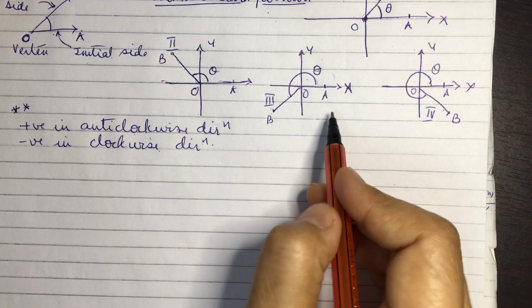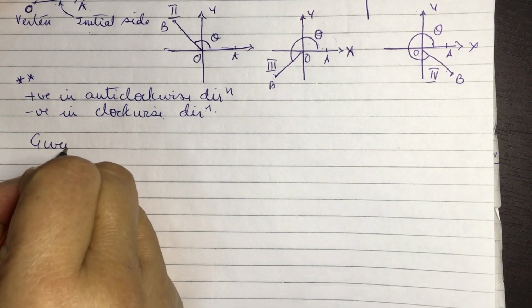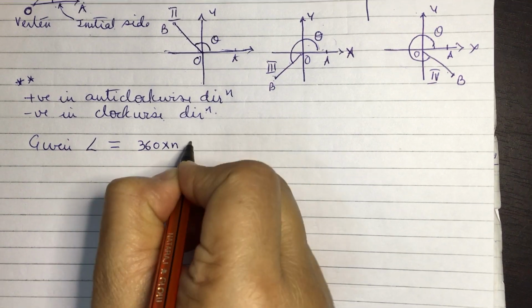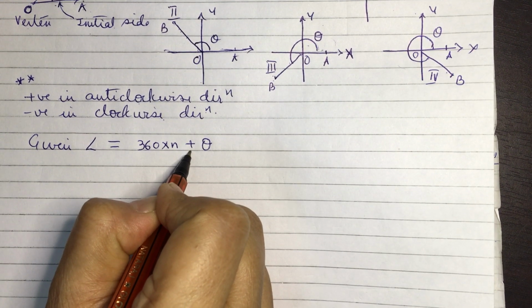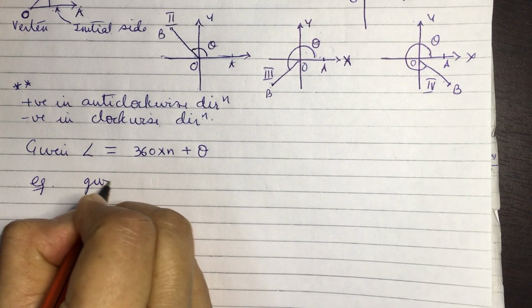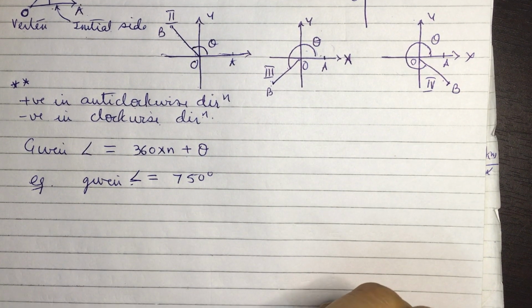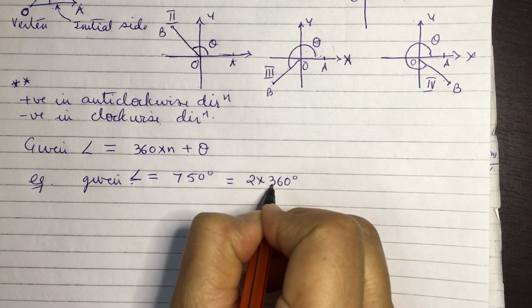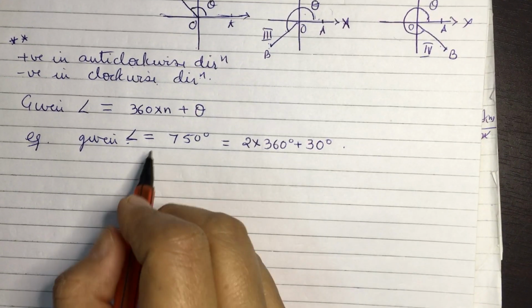Then how do we find the quadrant to which that angle belongs? The given angle can be written as 360 times n plus theta. Now from where do we get this? Suppose, for example, the given angle is equal to 750 degrees. This can be written as 2 into 360 degrees, which is 720, plus we are left with 30 degrees.